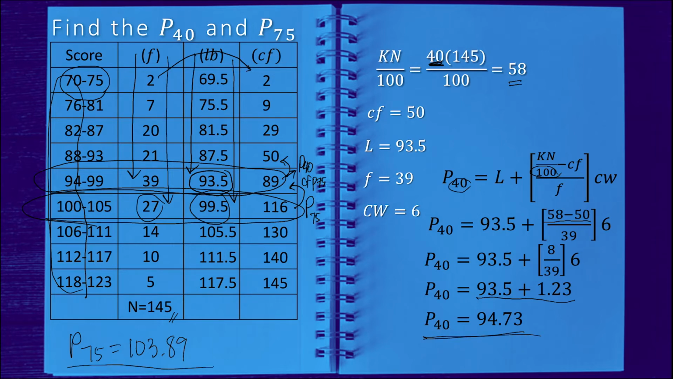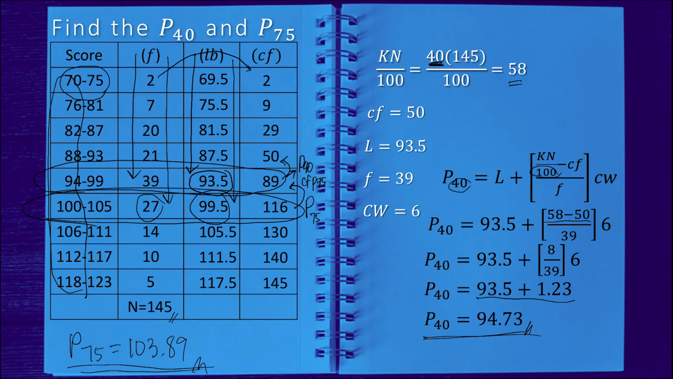Kanina naman, yung P75 is 103.89. Ayan po, yung dalawang final answer na meron. Nasagutan na natin si quartile, si decile, at saka si percentile. Okay.